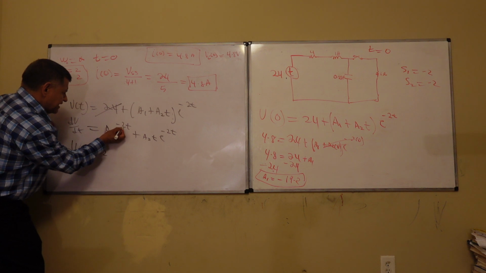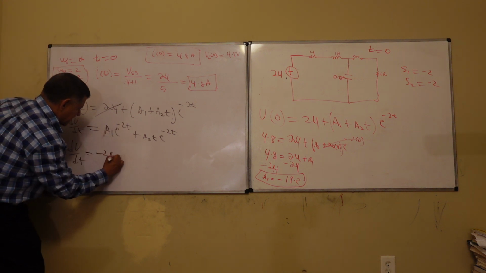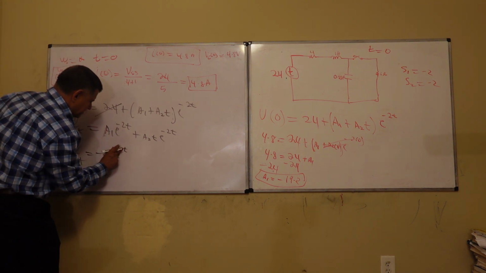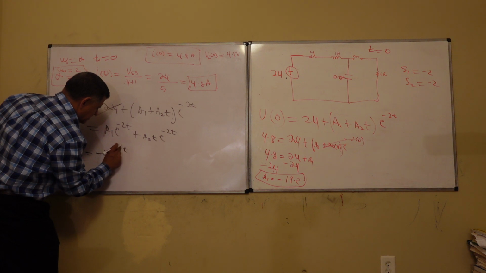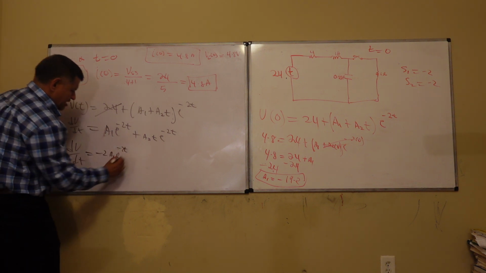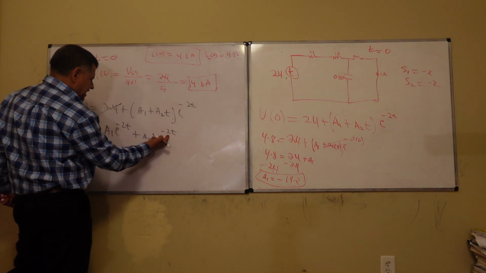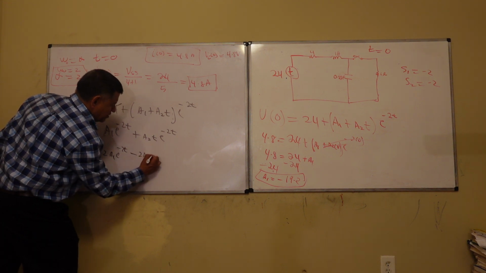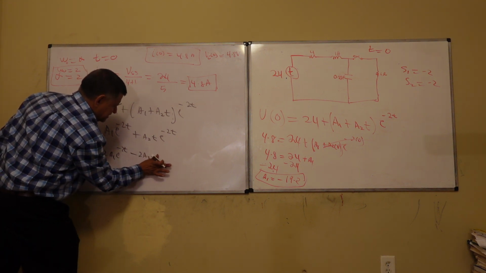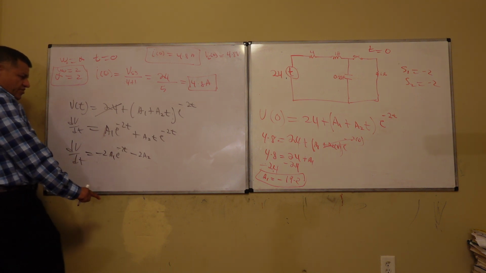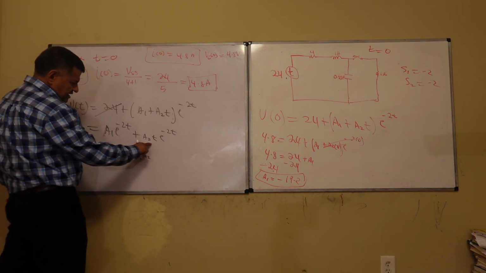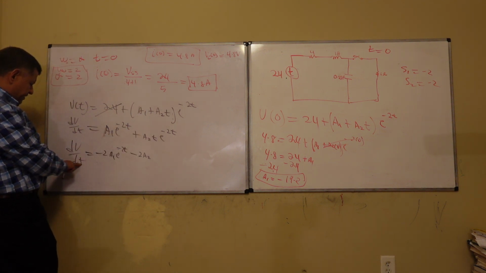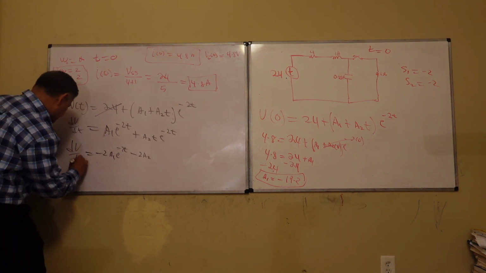Negative 2 comes to the front, and A1 e to the negative 2t, right? And then the same thing over here. That guy comes up front. It's going to be negative 2 A2 and then t. You have to be very, very careful over here, because right here we have a term with a t, and we're taking the derivative with respect to t.